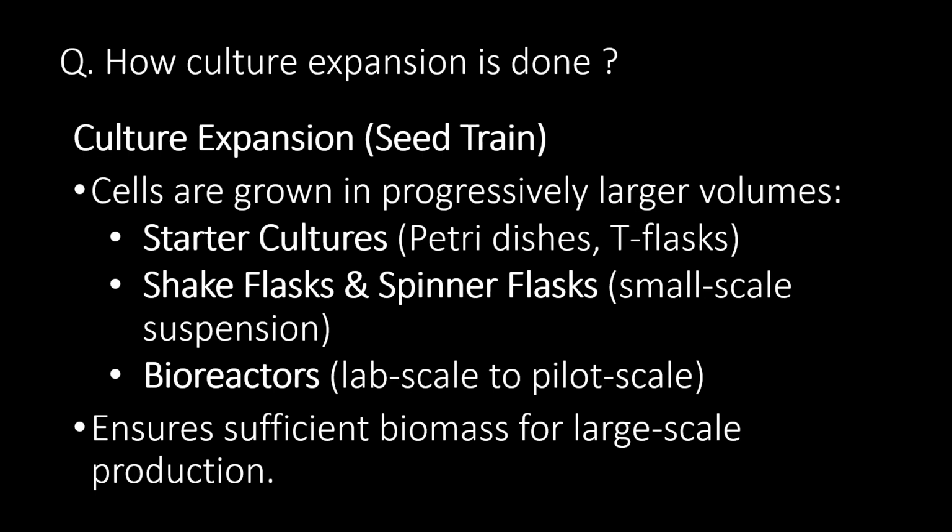How is culture expansion done? Cells are grown in progressively larger volumes. First, starter cultures in petri dishes, T flasks. Second, shake flask and spinner flask, small scale suspensions. And third, bioreactors for lab scale to pilot scale. Ensures efficient biomass for large scale production.